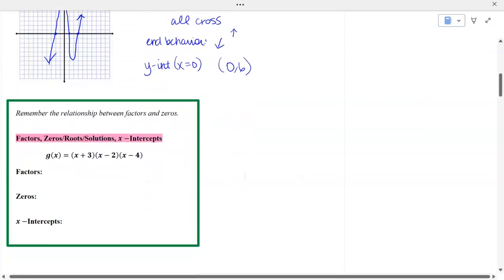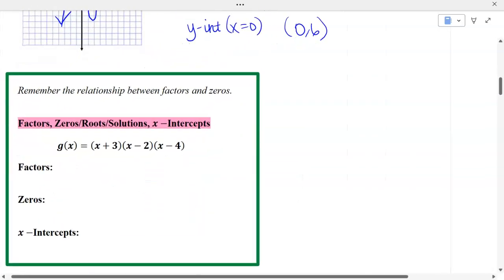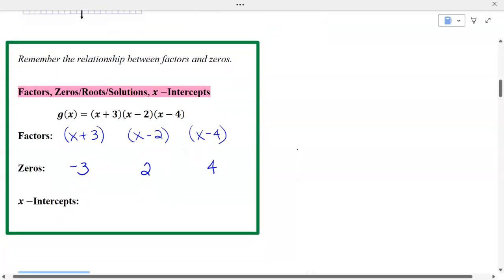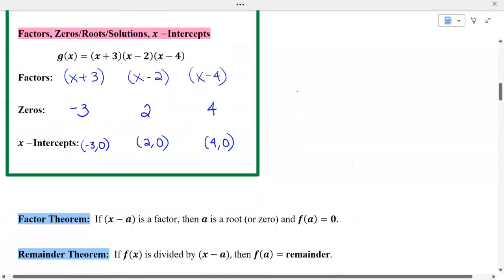So now let's review and remember the relationship between the factors and zeros. If you look at this polynomial that they've given us here, we have the factors x plus 3, x minus 2, and x minus 4. If I look at the factor x plus 3, my zero is at negative 3. If I look at the factor x minus 2, my zero is at 2. And lastly, my zero here is at 4. If I look at the zeros, I can give the coordinates of my x-intercepts. The first is negative 3, 0. The second is 2, 0. And the last is 4, 0.